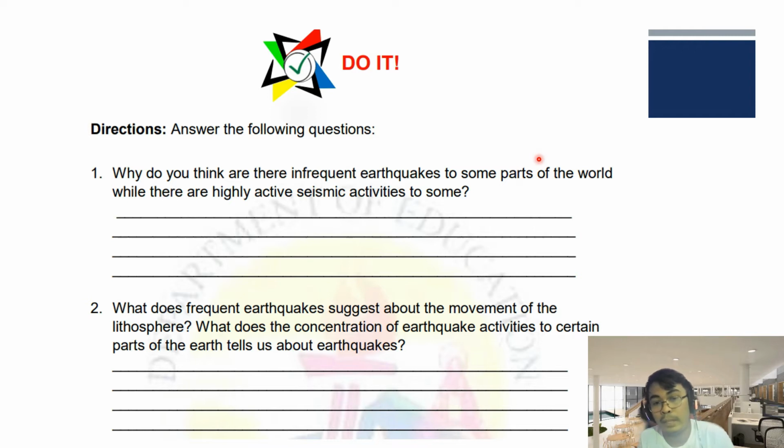Yun na nga. Bakit kaya may mga seismic activities, may mga earthquake activities na talagang concentrated at a given spot lang or at certain area? Okay? Kung saan madalas sila nakaka-experience ng mga paglindol na tinatawag natin. Okay? And there are some areas na wala masyado. Okay?